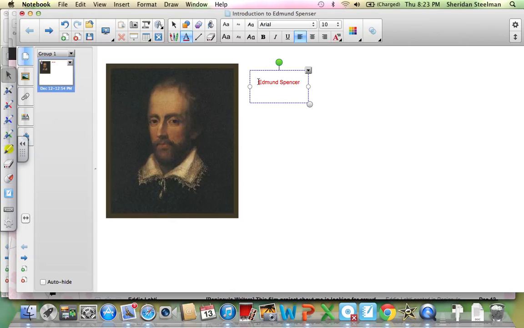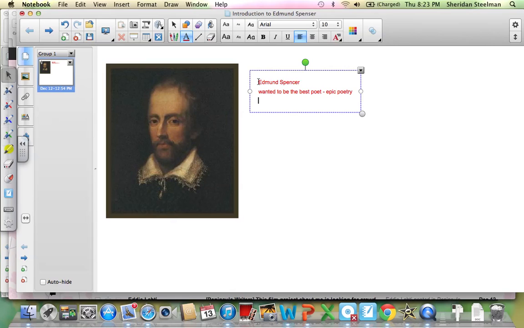Basically, Edmund Spenser wanted to be the best poet, especially for epic poetry, which we've had some experience with already in class. We've read Beowulf, which came out in approximately 1000, and then we also read Dante's Inferno, which came out in about 1200. So this was about 300 years after that.